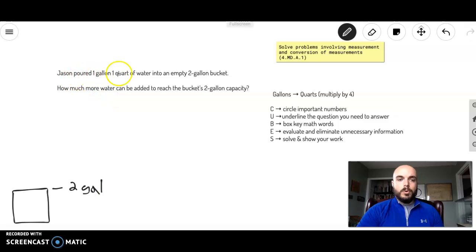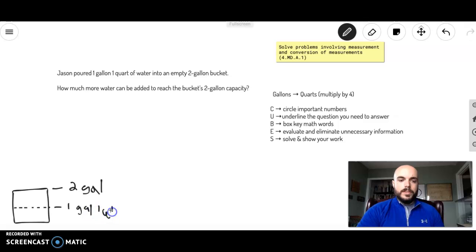I know that Jason poured 1 gallon and 1 quart. Well, I know 1 gallon's about half, and 1 quart's a little over. So I'm going to draw just a dotted line here. This is where we're at right now. This is 1 gallon and 1 quart.